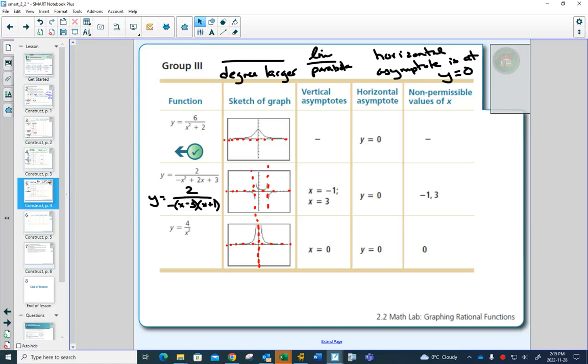So we're going to learn that our non-permissible values are either holes or vertical asymptotes. We are going to learn that there are 2 groups that have horizontal asymptotes. If the degree is bigger on the bottom, that's the easy one. It's y equals 0. If the degree is the same on the top and the bottom, then it can be a whole bunch of different numbers. We just have to look at the largest degree on the top and the bottom and divide them. And then we're going to also find out how to find those diagonal asymptotes as well. So we just have to figure out how to graph each of these, and then this unit is over.